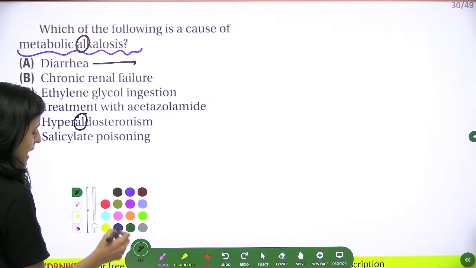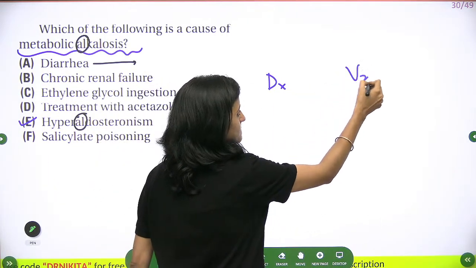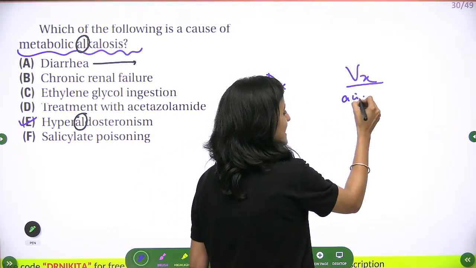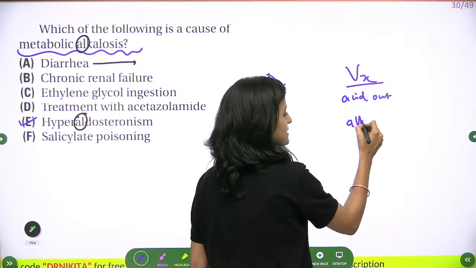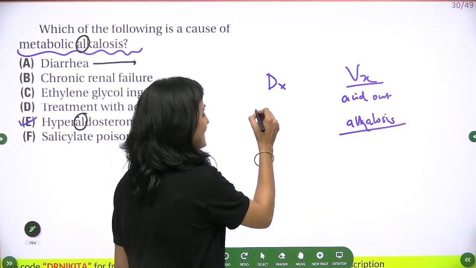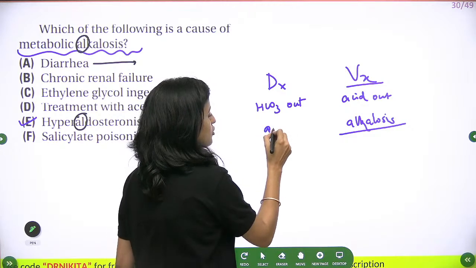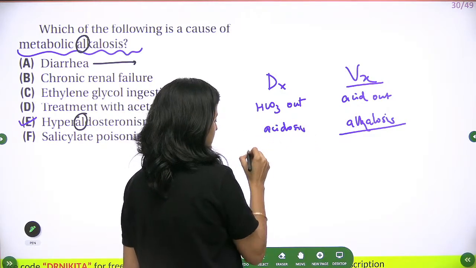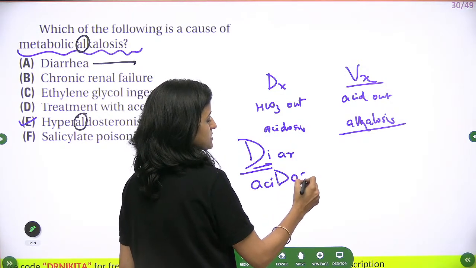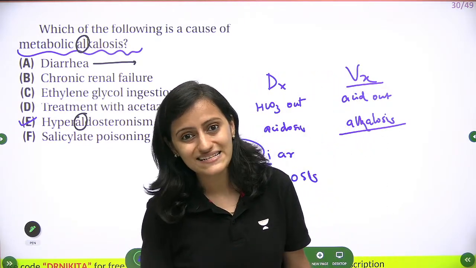Diarrhea. What happens in diarrhea and what happens in vomiting? In vomiting, it is the stomach acid which is going out. So there is acid going out, and what remains in the body is alkali. So there is alkalosis. Vomiting causes alkalosis. Diarrhea, it's your intestinal bicarbonate, the alkali, going out. So it causes acidosis. You can also remember diarrhea, your D, causes acidosis. What kind of acidosis? Metabolic. It's not your lung disorder.